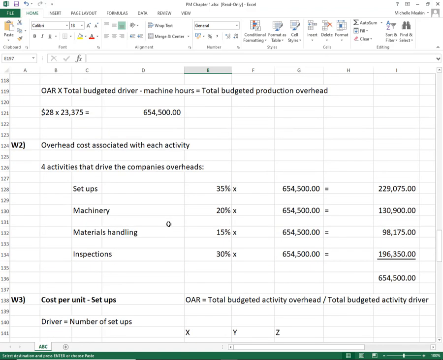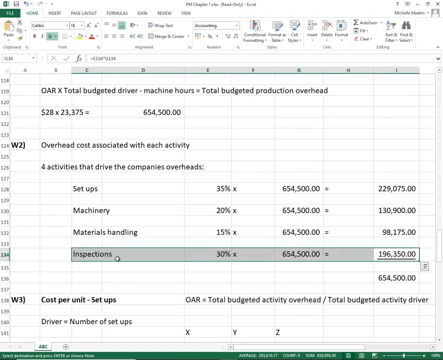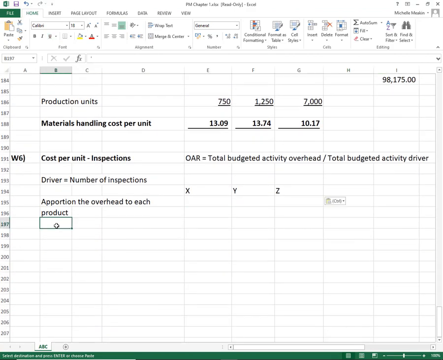So the total overhead that I had was 196,350. I'm going to divide that by the total number of inspections, which is 1,000, and times it by the number of inspections for each unit. X will be times by 150, Y will be times by 180, and finally Z will be times by 670.